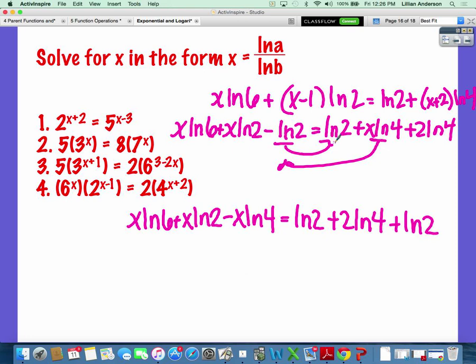So we distribute to get each individual term, and now we have all of our x's on one side and all of our numbers on the other side. So if you factor out x now, and then you divide.